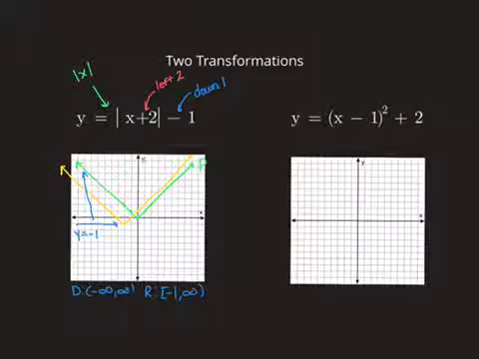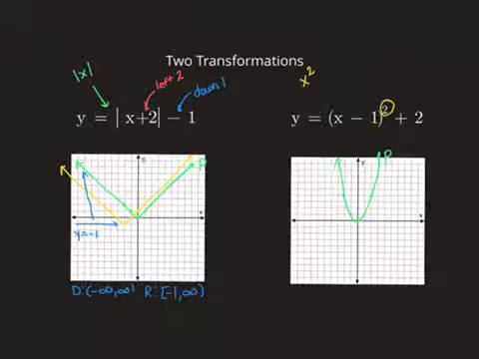For the second one, we can see that our parent function is x squared. So we'll go ahead and we'll start by plotting x squared. So same points that we keep using over and over again. So here's our parabola. Just going to label this our parent function.